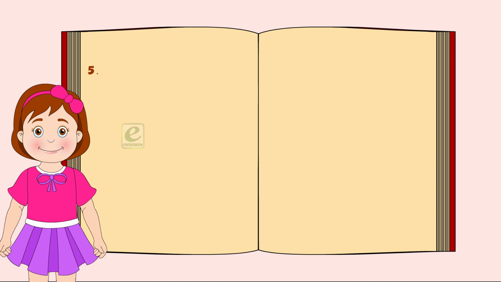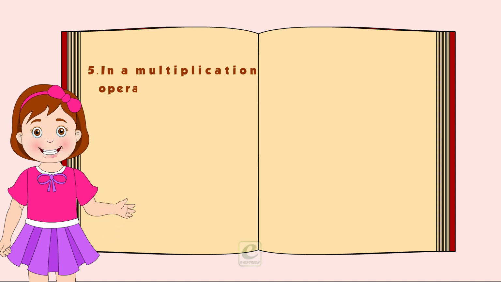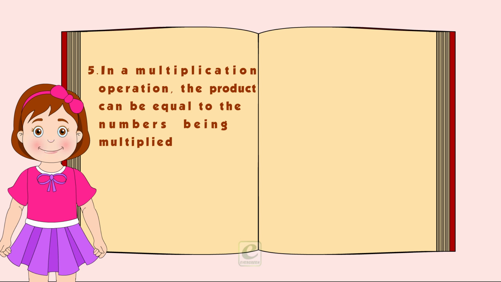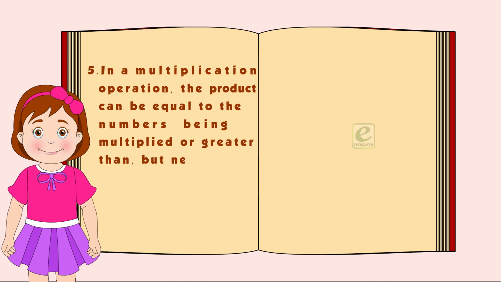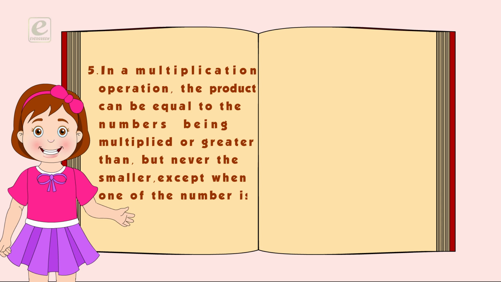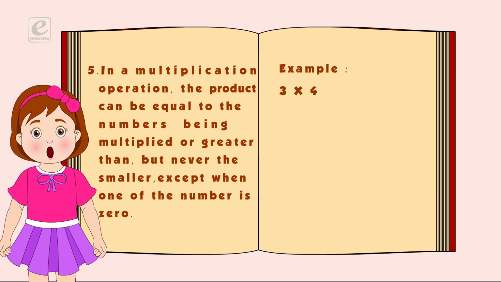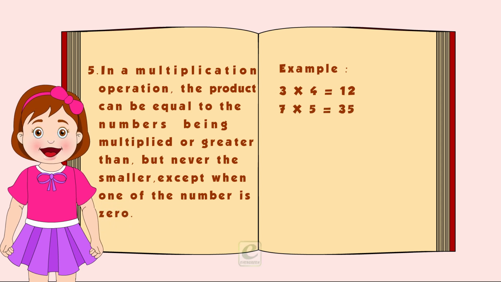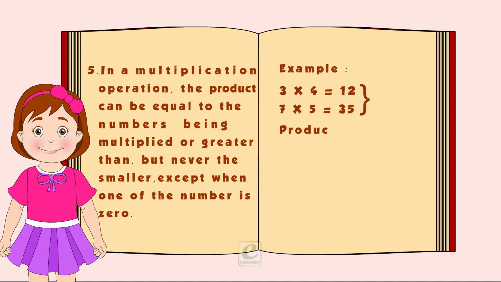Property number 5. In a multiplication operation, the product can be equal to the numbers being multiplied or greater than, but it can never be smaller, except when one of the numbers is 0. As for example, 3 multiplied by 4 is equal to 12, and 7 multiplied by 5 is equal to 35.